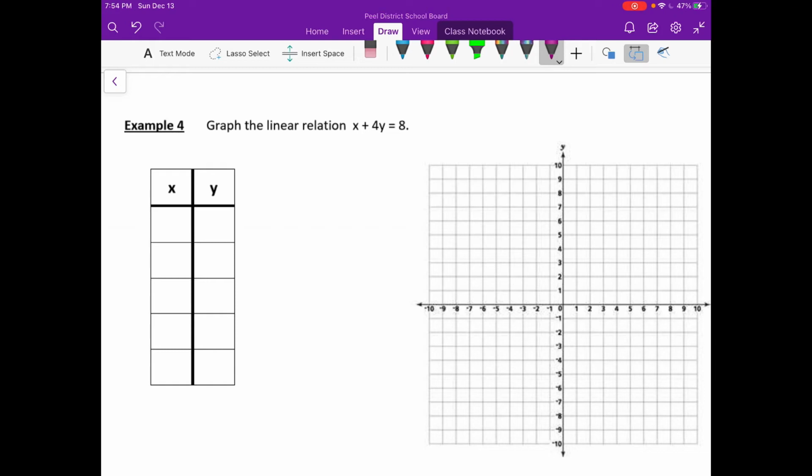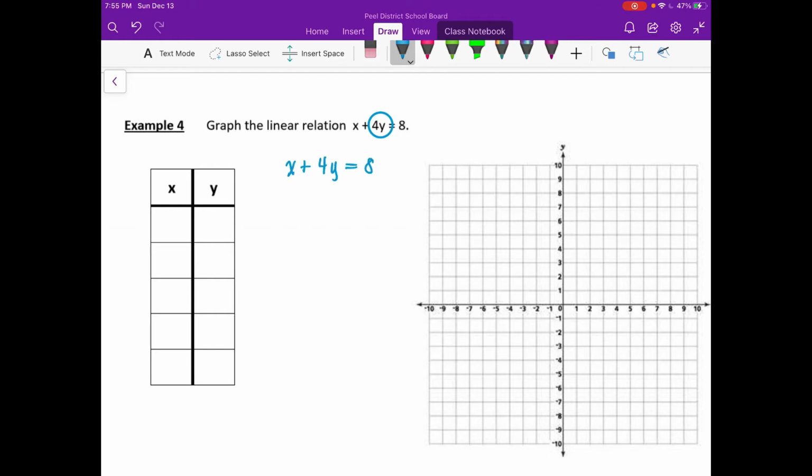Okay? Alrighty. So hopefully you have paused this video, you're coming back to watch it to find the solution, and you've tried it by yourself. So first things first, you will need to get this y by itself. Right? So let's do that. So I have x plus 4y equals 8.